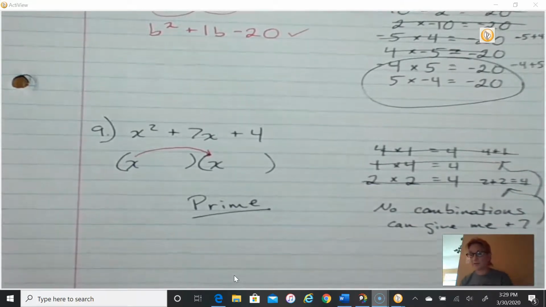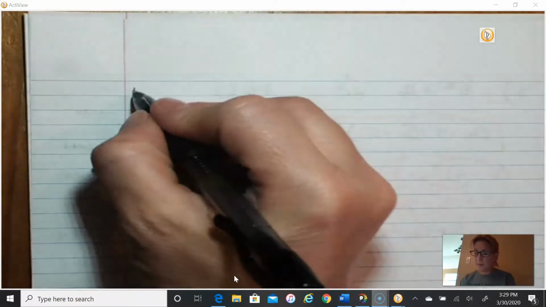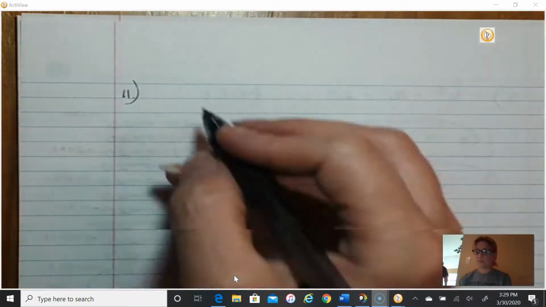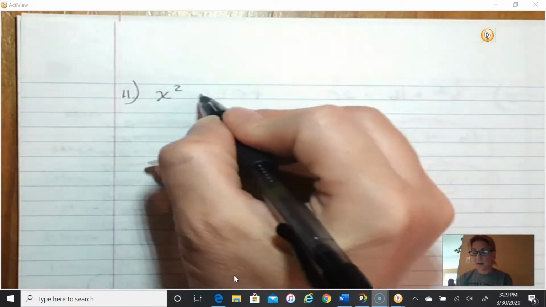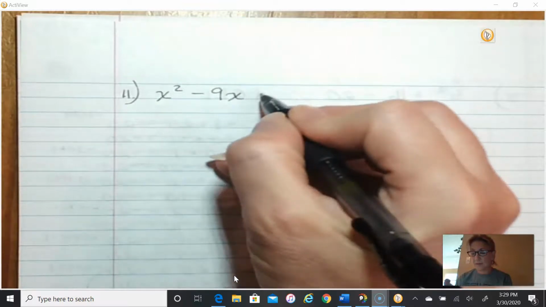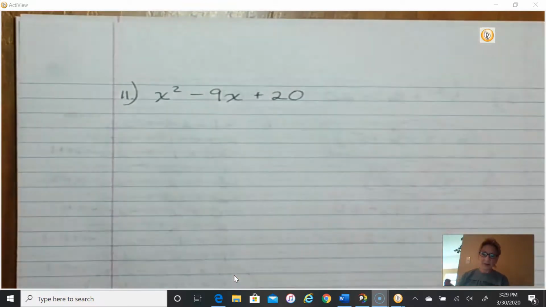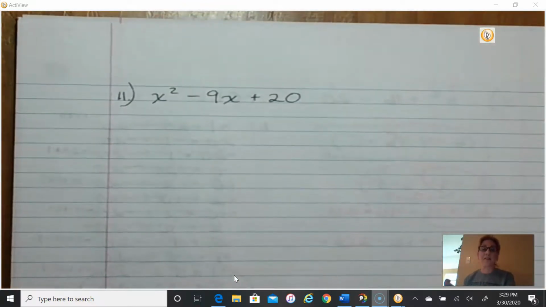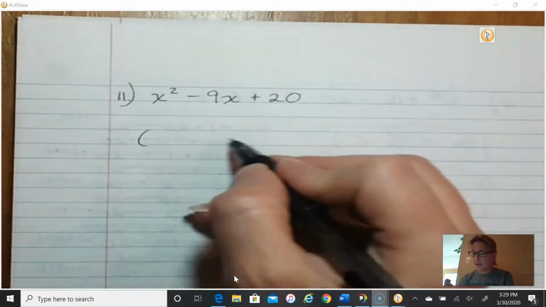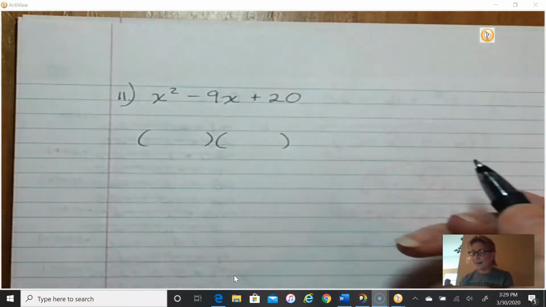All right, let's do another one. All right, that was number 9. Let's look at number 11. x squared minus 9x plus 20. All right, I'll go ahead and tell you this is not prime. Let's go ahead and do our parentheses.